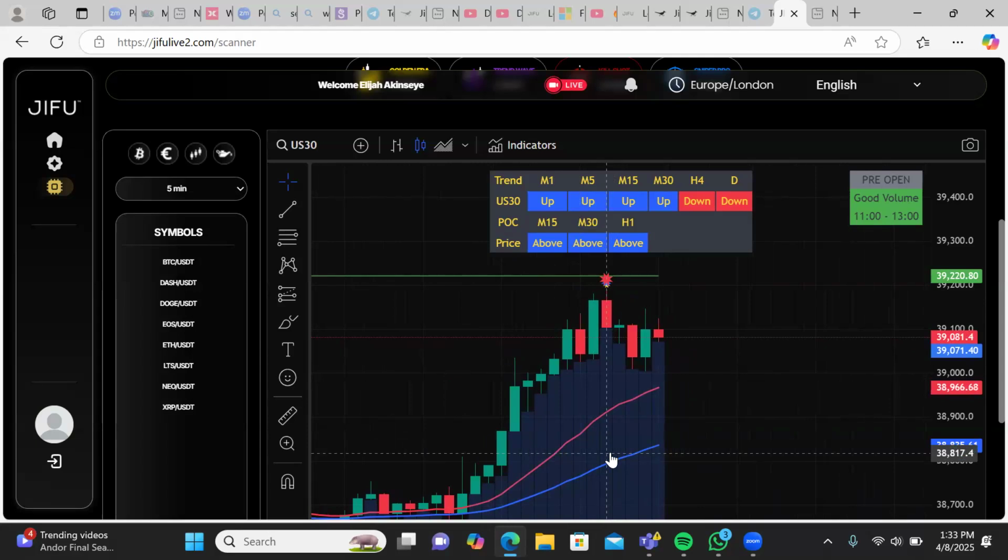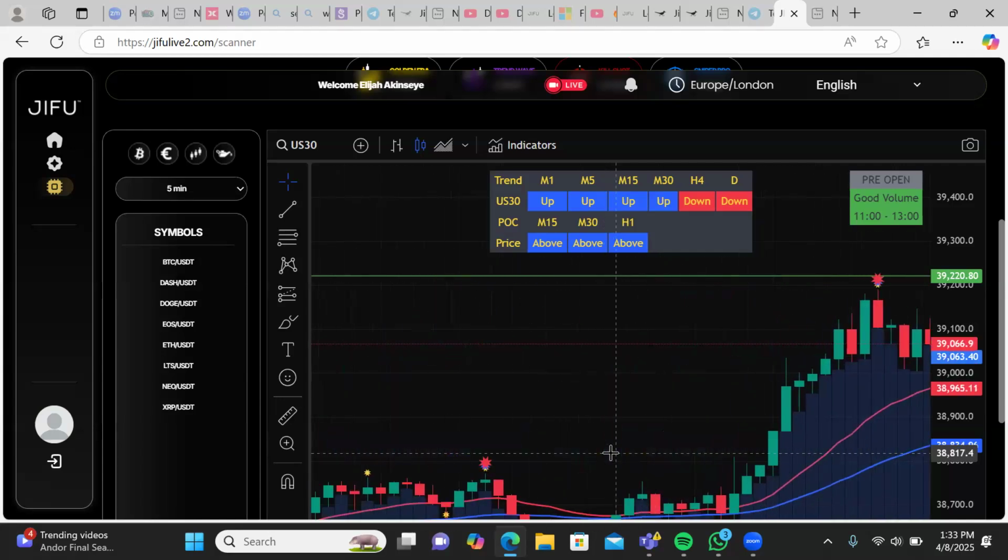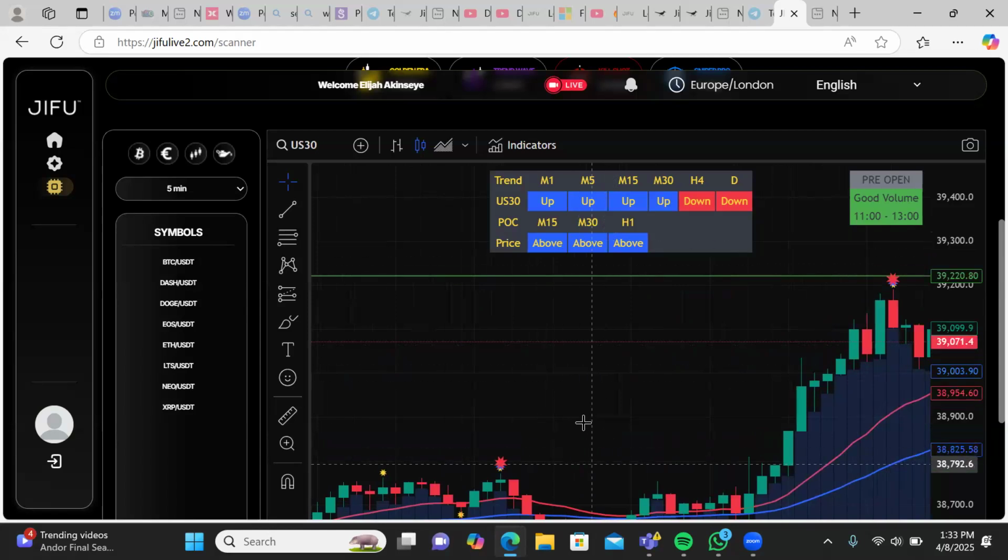Now, one thing I want you to take note of is when you're going to be trading, you also look at the volume in the market. So come to the side. The other side. Just leave. Can you see where it says pre-open? Pre-open up in green. Yes. We'll read what it says. Good volume.